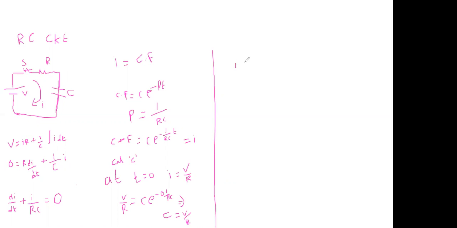Current I equals V by R into e power minus 1 by RC into t. See the solution of the current: V by R e power minus t by RC, or e power minus 1 by RC into t.